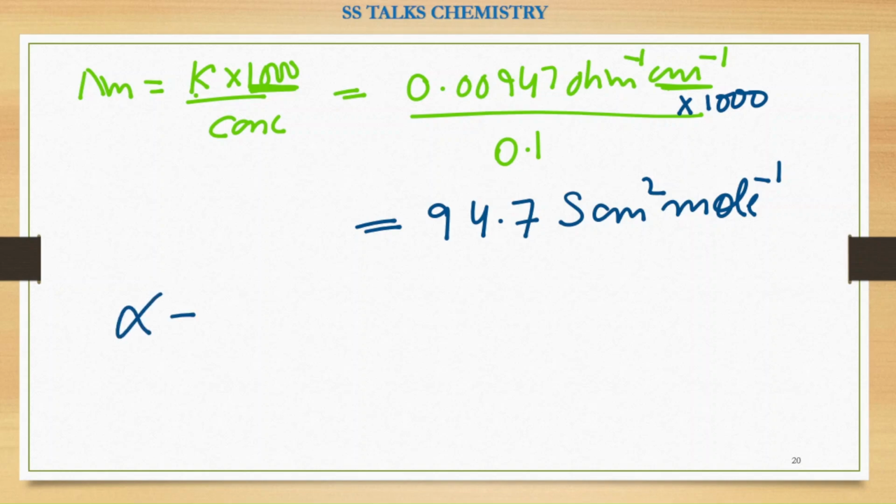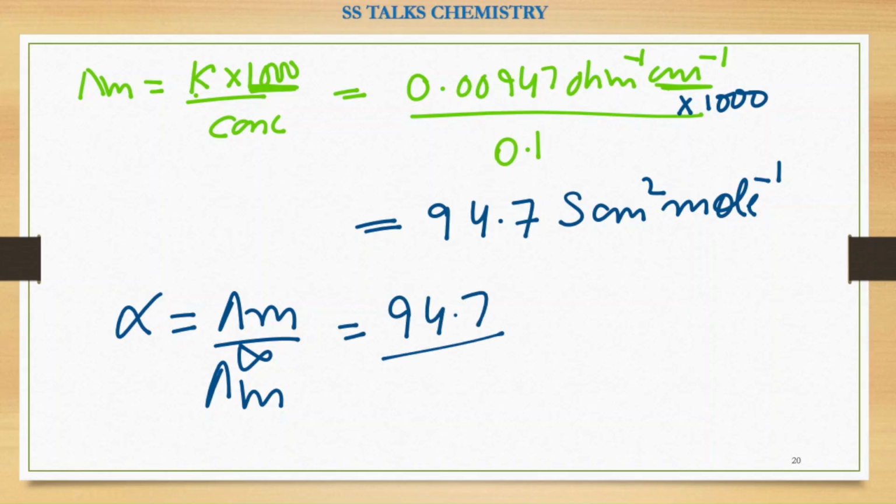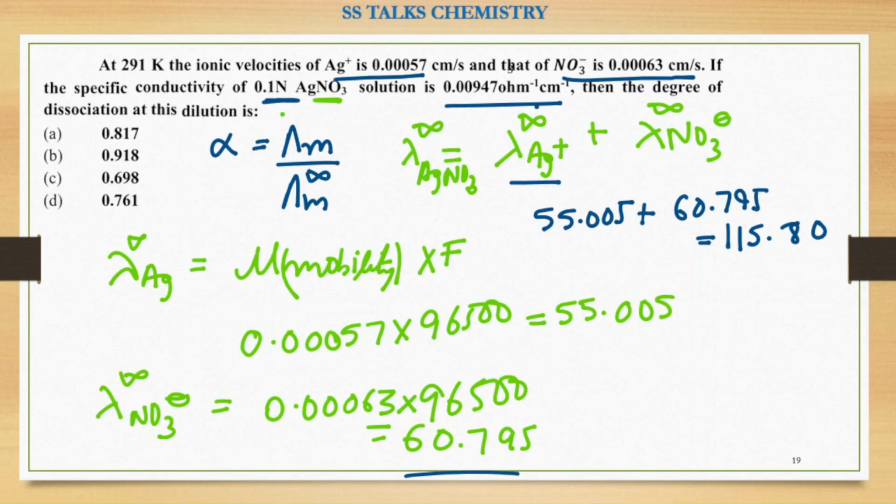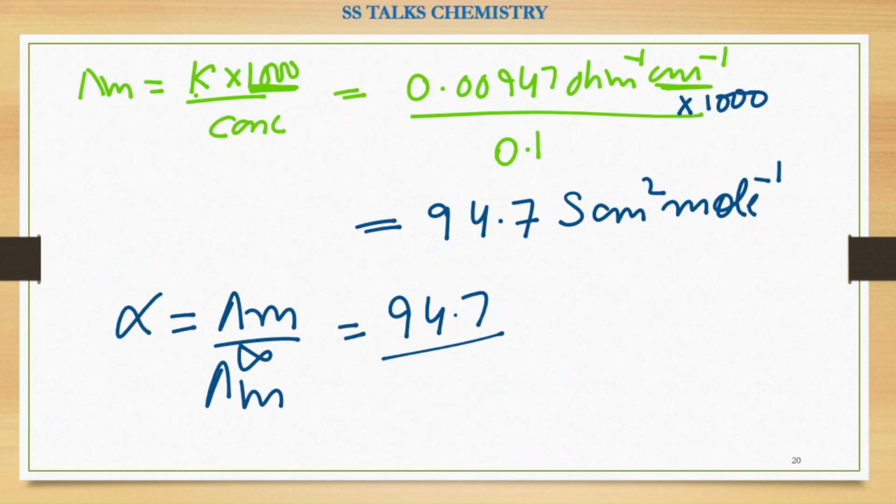Now the alpha value is lambda n upon lambda m at infinite dilution, that is going to be 94.7 upon, at infinite dilution, the value 115.80. So the value we will be getting is 0.81. So this is going to be the alpha.